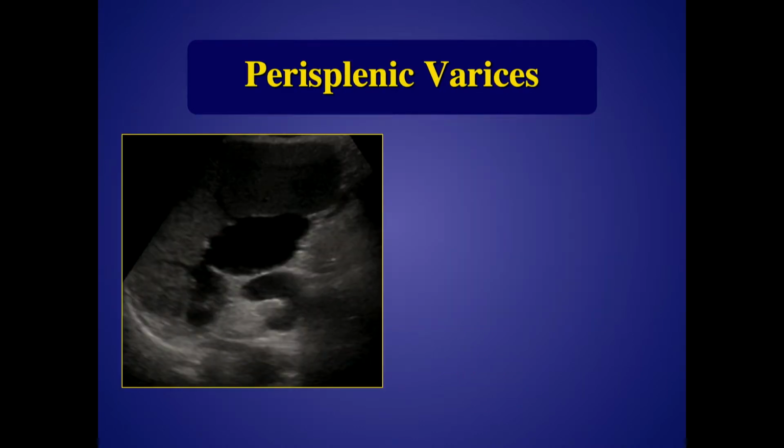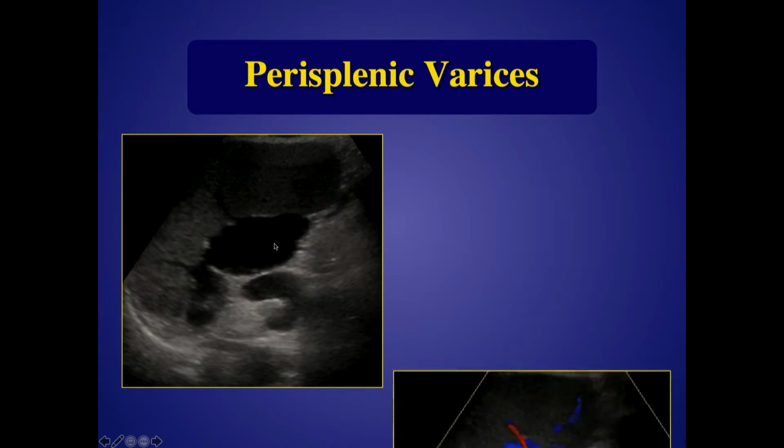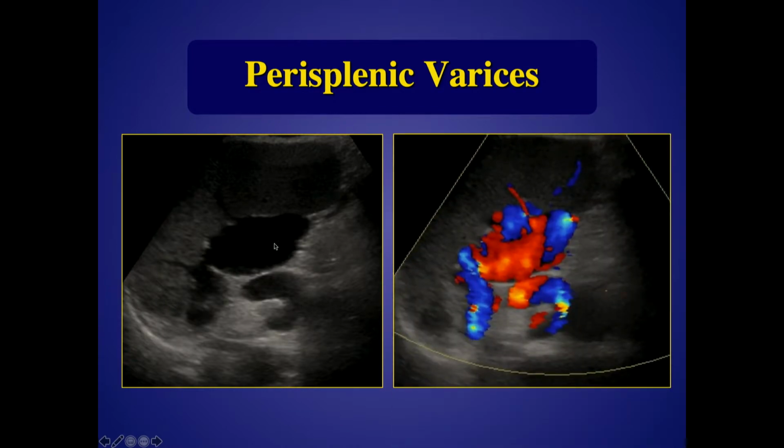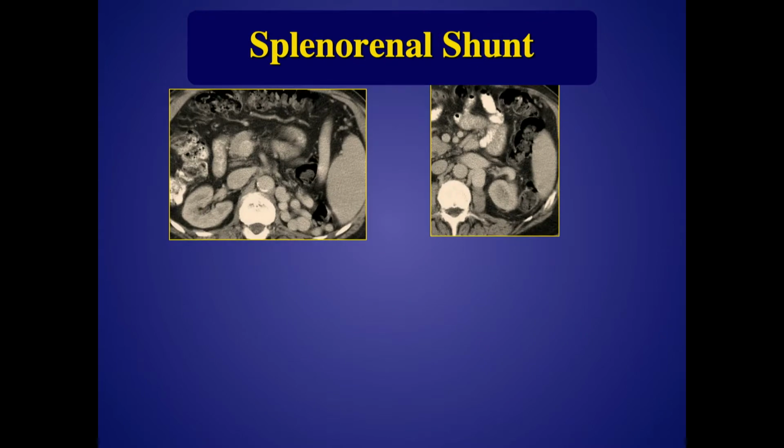Obviously, scanning around the spleen, you'll pick these up relatively easily as the spleen serves as your window. And here we have an enlarged spleen, and it looks like a large cyst. But when you turn the color on, of course, you can appreciate the fact that they all fill in with flow, and if you sample them, you'll get venous signals. So these are very large perisplenic varices.